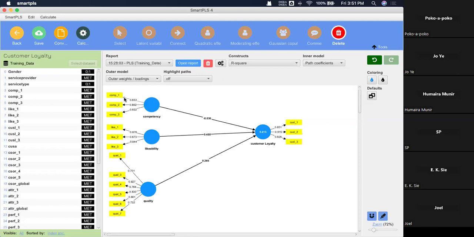Can you mute yourself, please? But in the case where you're having negative loadings, please check very well because it could lead to problems in your discriminant and construct reliability calculation.